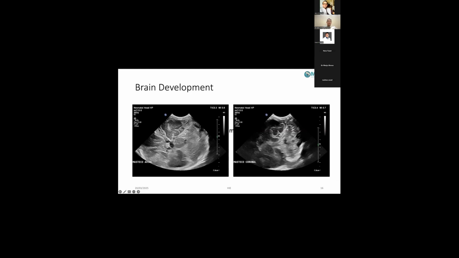Maybe I shouldn't be repeating it, but yeah, that's the mastoid axial view, and that's the coronal view, showing you the arbor vitae in the fourth ventricle, the dentate, and everything.